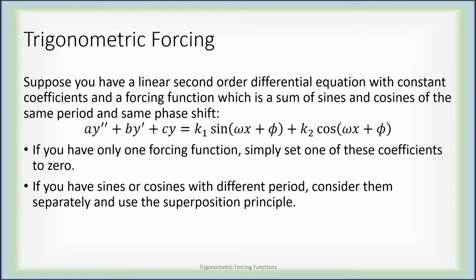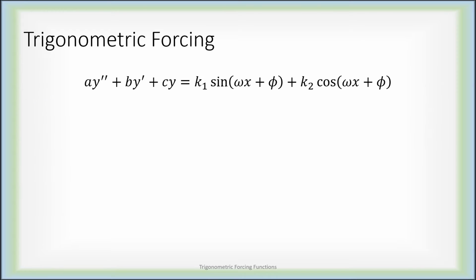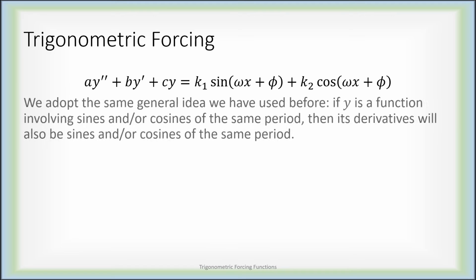Just imagine that one of these k sub 1 or k sub 2 is 0. Now, what if you have sines or cosines that have a different period or a different phase shift? Simply consider them separately using the superposition principle. The real point here is that if you have a sine and a cosine, you don't necessarily have to treat them as separate terms through the superposition principle. If they have the same period and the same phase shift, you can in fact tackle them at the same time. So here we have our general linear second-order differential equation with constant coefficients and some sort of trigonometric forcing function where the sine and cosine have the same period and the same phase shift.